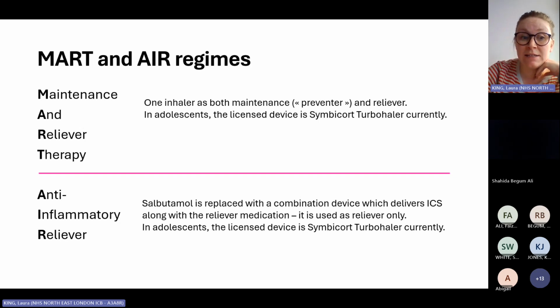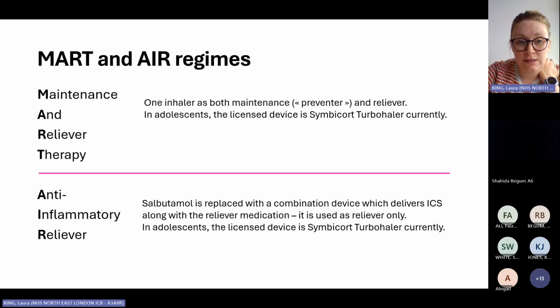And in adolescents, in 11 plus, the licensed on-label device that we have is Symbicort Turbohaler. So we're not being biased. As it stands, that is what we've got. I'm told there probably will be more coming up, but at the point of today, unless anybody's got any new information, that's what we have.